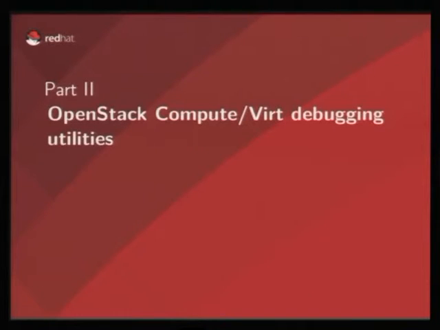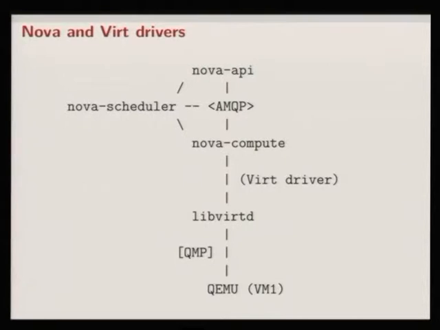Okay, let's see a couple of things that are available in Nova utilities for debugging. As I mentioned a few minutes ago, when you request Nova to create an instance, it gets a call to the API, and then the scheduler tries to place the instance among any number of compute nodes. Then the Nova compute process interacts with the libvirt virtualization driver, and that interacts with QEMU via the QMP protocol.